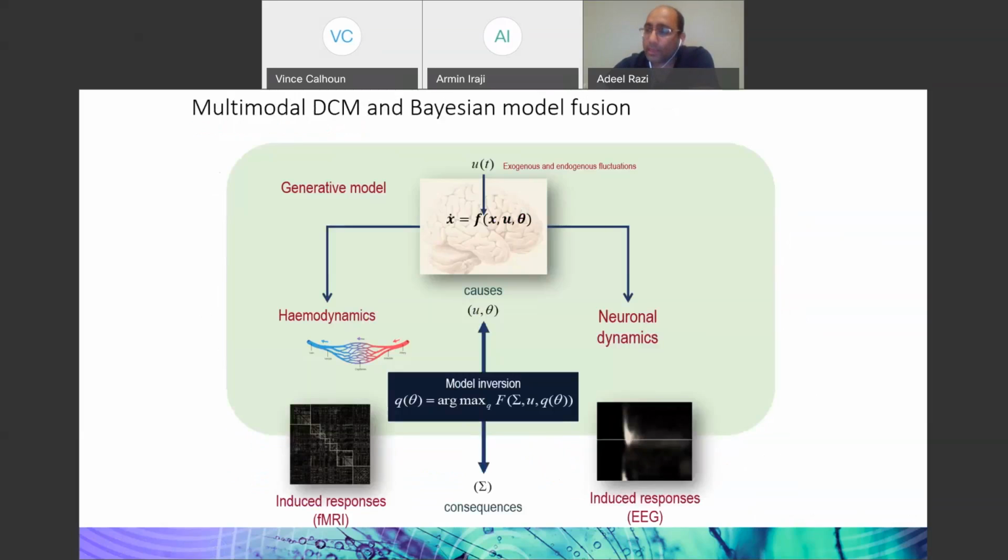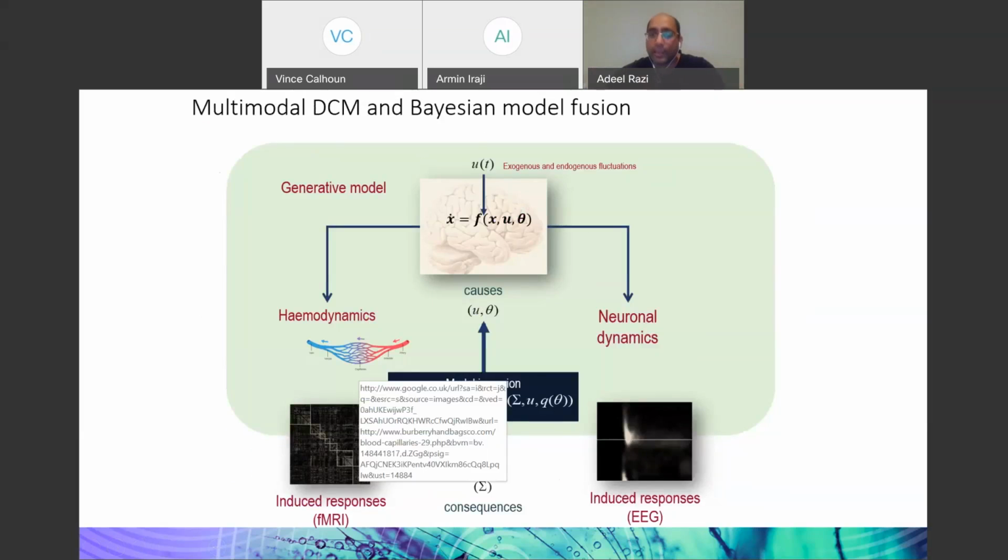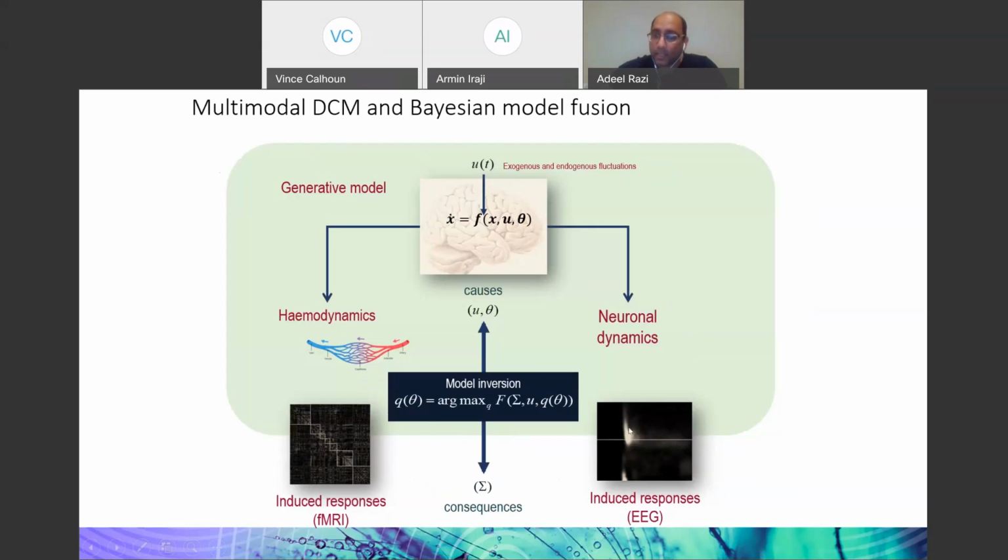I want to quickly go through another example in the next 5 minutes, a new recent development, which is what we call multimodal DCM, or what we also call Bayesian model fusion. The important point about this application is that it is about fusing different modalities. For now, I have been talking about functional MRI only. Here, what we want to do is to connect or fuse electrophysiological signals like EEG with functional MRI.